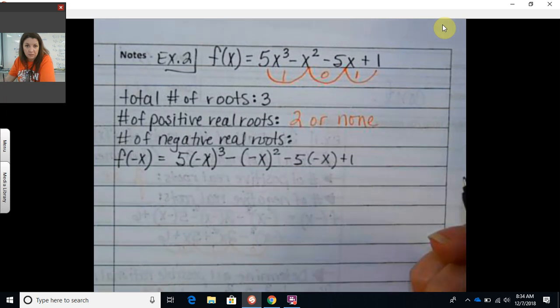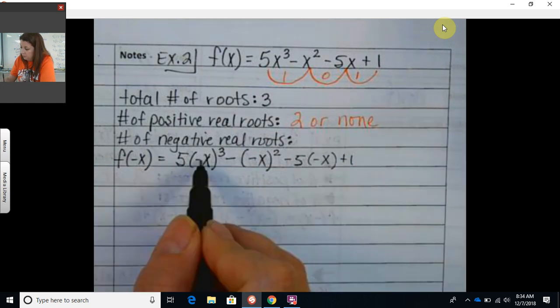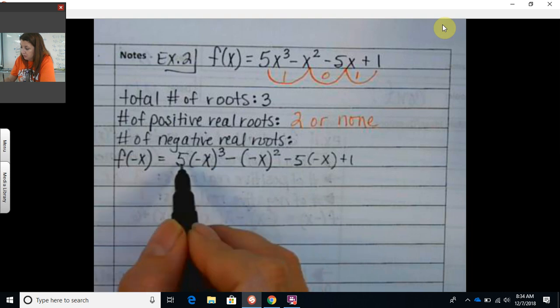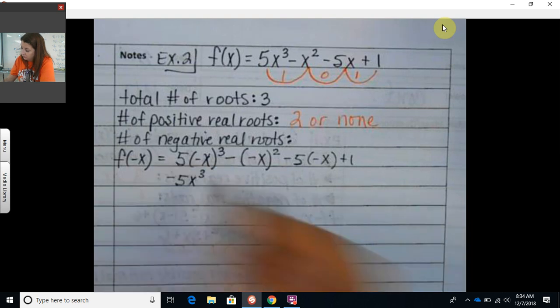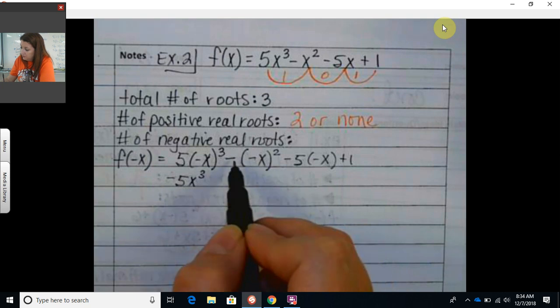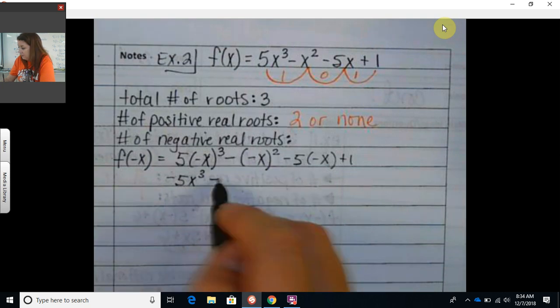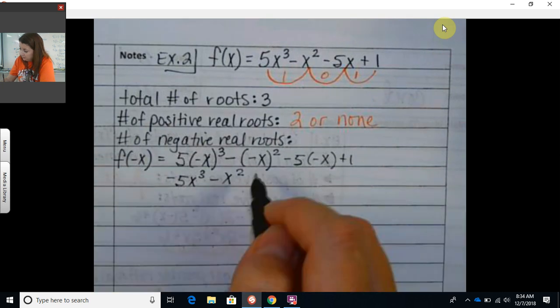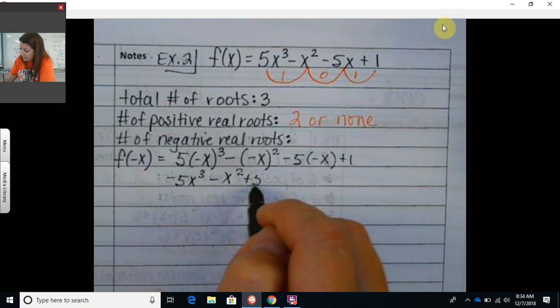Negative x quantity cubed. Say negative or change to positive? Stays negative, and then when I multiply that negative times the positive 5, what do I get? Negative 5x cubed. Negative x squared, negative or positive? Positive x squared multiplied by the negative on the outside gives me negative x squared. Negative 5 times negative x, positive 5x, and then plus 1.